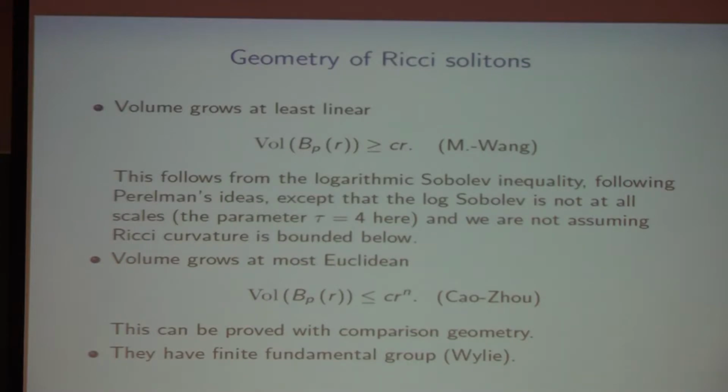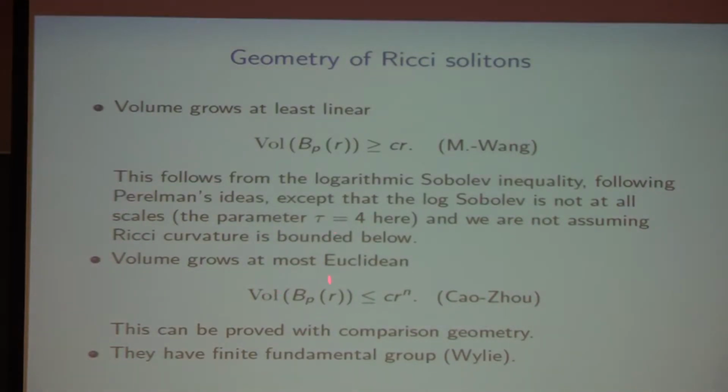The upper bound, originally proved by Huaidong and De Tang using a level set argument, as mentioned by De Tang today, can also be proved with comparison geometry. So that one follows by the usual Bishop-Gromov kind of argument. But you can't get comparison for the lower bound. So just the upper bound.